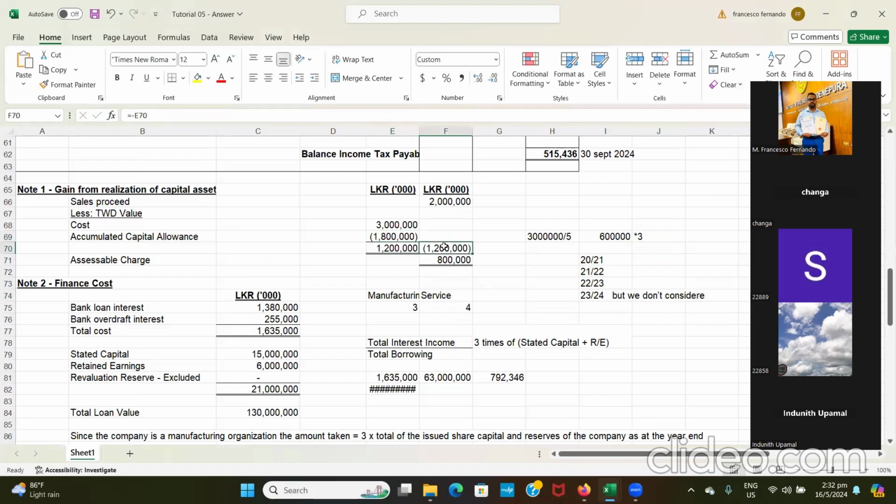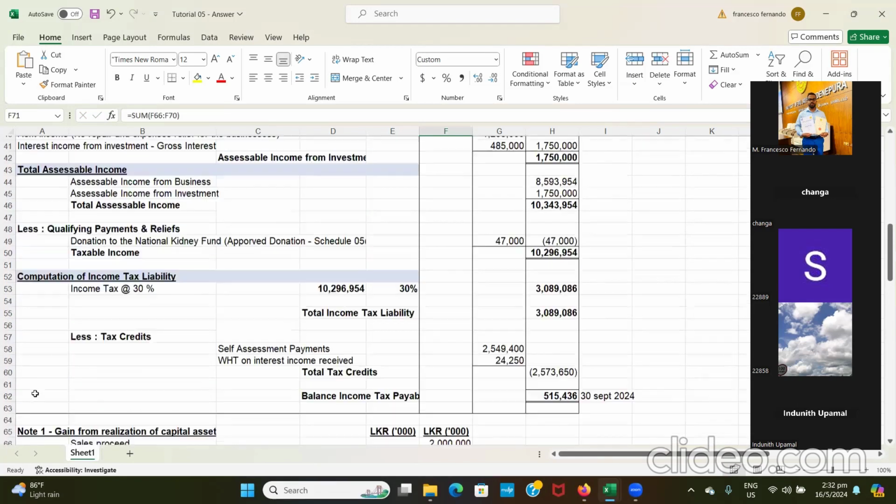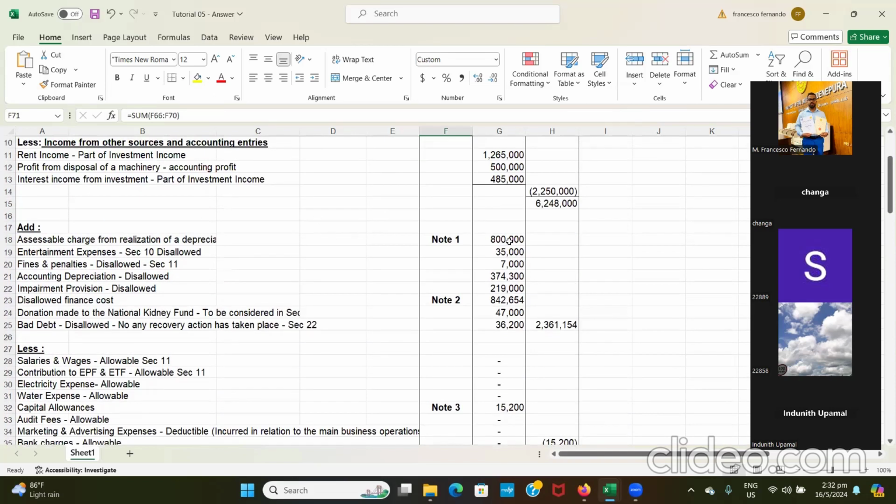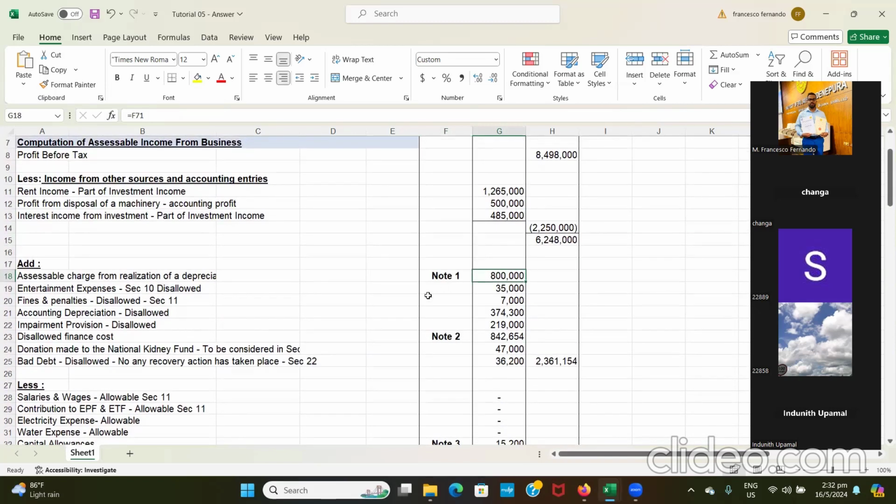Here the tax written down value is 1.2, so 2,000 minus 1,200, accessible charge is 800,000. So we can write it here under the addition. We must add it because it's a accessible charge.